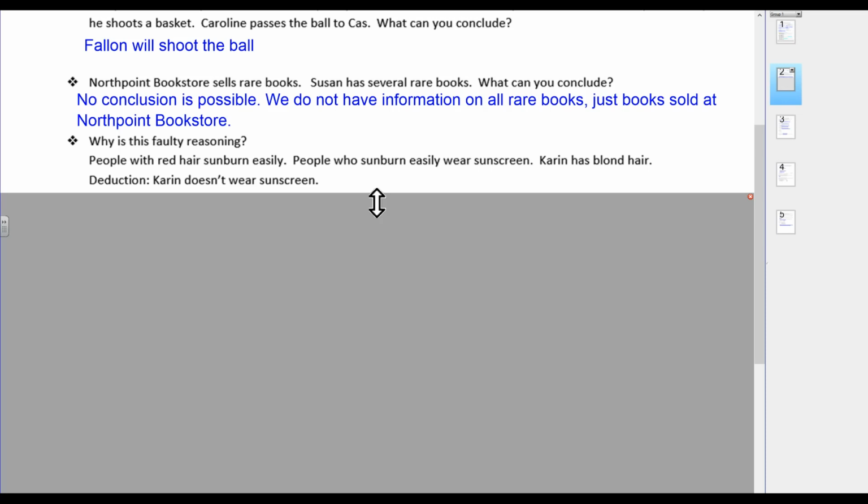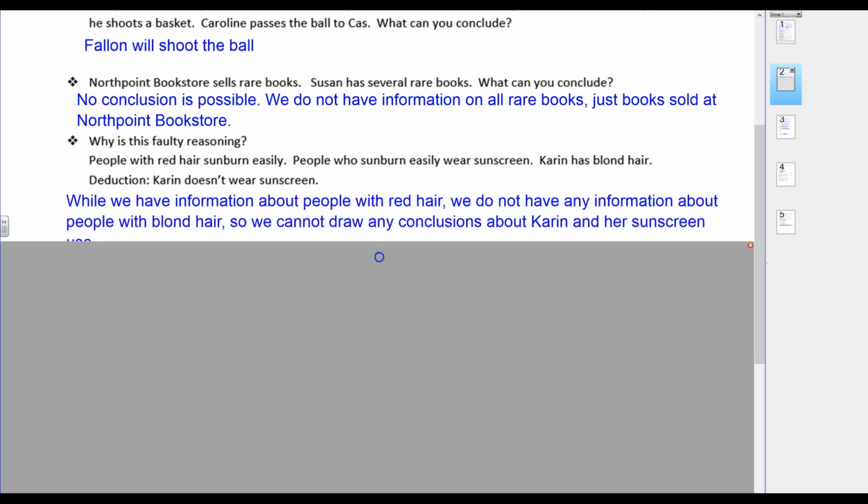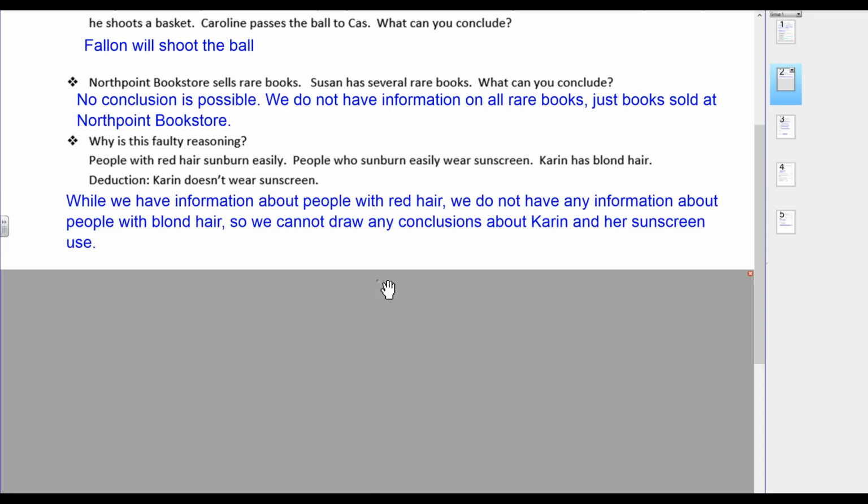Well, this is a lot like the North Point question. We have facts about people with red hair and sunburn and people who sunburn easily wearing sunscreen. But we're told that Karen has blonde hair. That's a completely different category of which we have no information about. So even though Karen has blonde hair, we don't know about her sunscreen use. We don't know if she sunburns easily or not. So we have information about people with red hair, but we do not have information about people with blonde hair. So we cannot draw any conclusions about Karen and her sunscreen use.